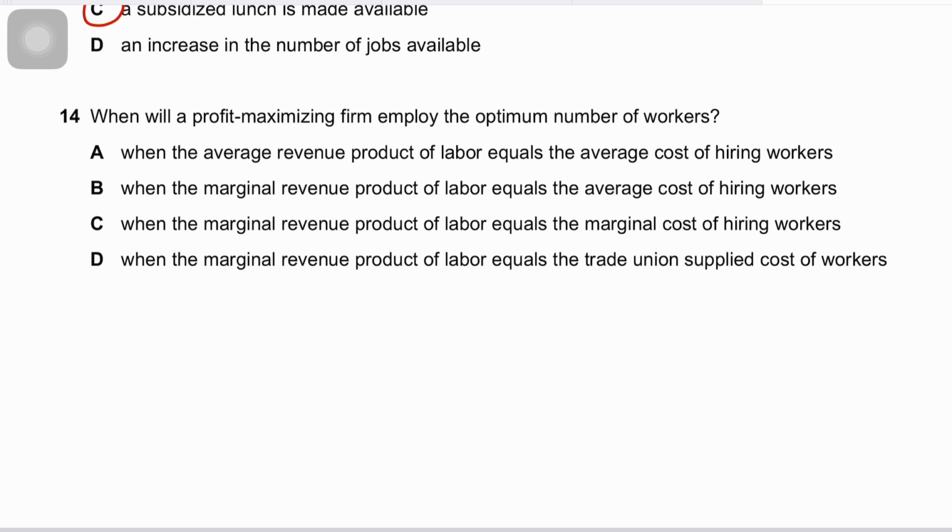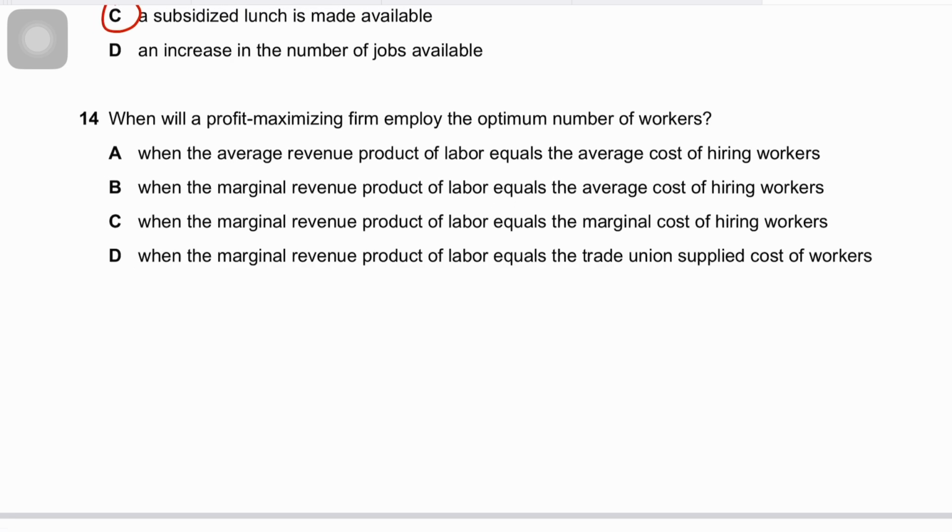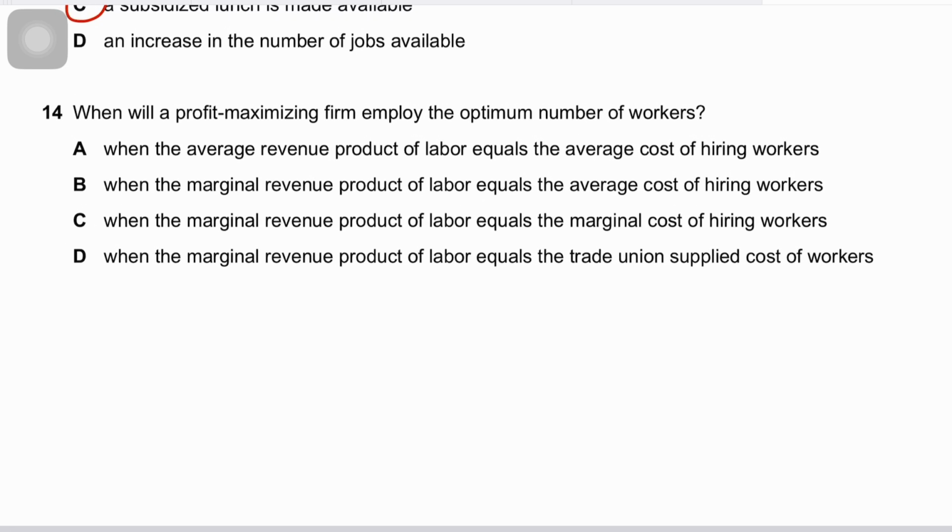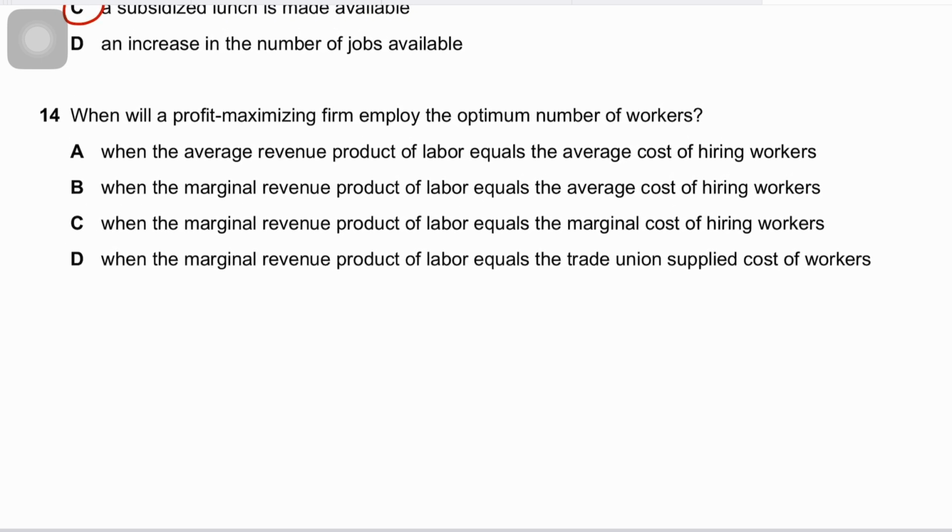And so it follows that if you look at option C, when the MRP equals the marginal cost of hiring workers, this is the correct condition for profit maximization, right? Because a firm will employ workers up to the point where the additional revenue generated by the last worker hired equals the additional cost of hiring that worker, and so it follows that C is the correct answer.